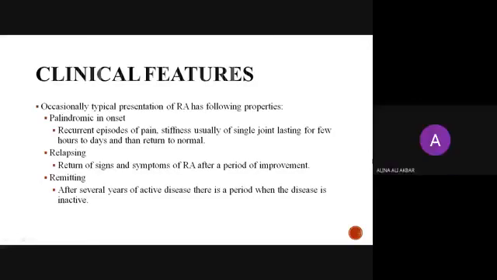Clinical features continue. Occasionally, the presentation of rheumatoid arthritis has the following patterns. Palindromic onset: episodes of pain and stiffness, usually of a single joint, lasting a few hours to days, and then returning to normal. Relapsing: return of signs and symptoms of rheumatoid arthritis after a period of improvement. Remitting: after several years of active disease, there is a period when the disease is inactive.